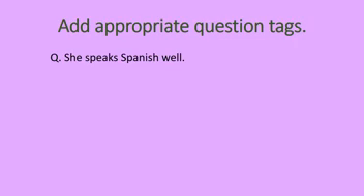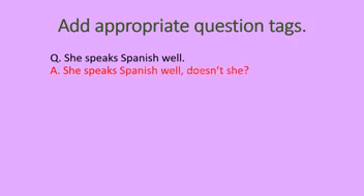and we have to ensure that the verb agrees with the pronoun, right? She speaks Spanish well. The answer will be she speaks Spanish well, doesn't she? Doesn't is your verb in present tense and in negative form, because the statement is positive, so the tag has to be negative, and doesn't agrees with the pronoun she.